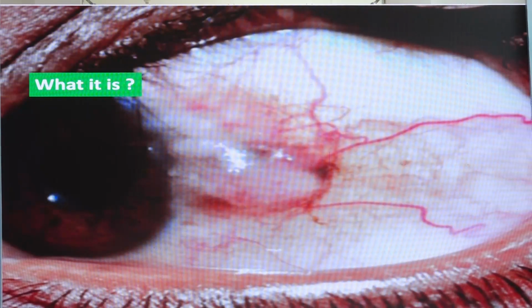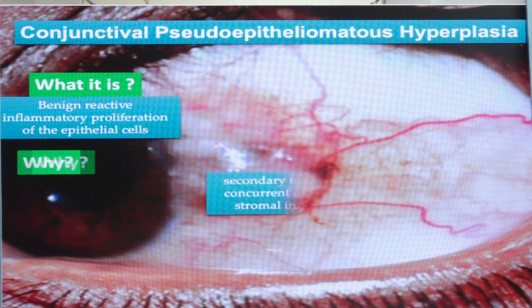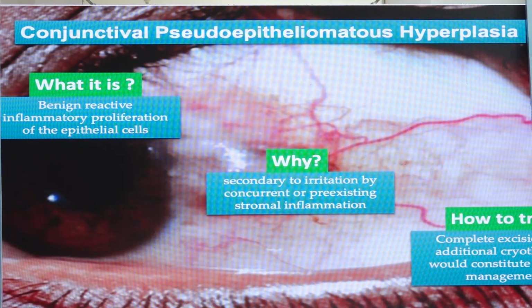Now coming to the next, what is it? Like I had shown in the very first slide, this looks not so healthy a lesion, but this is just a reactive inflammatory proliferation. This is conjunctival pseudoepitheliomatous hyperplasia, more of a histopathological diagnosis than a clinical diagnosis. Why does it happen? Generally secondary irritation, because of some surface inflammation, some sutures post-pterygium surgery, or some foreign body not completely removed. All this can cause hyperplasia of the epithelium. And how to treat? Again, a simple excision is the way to go in such cases.